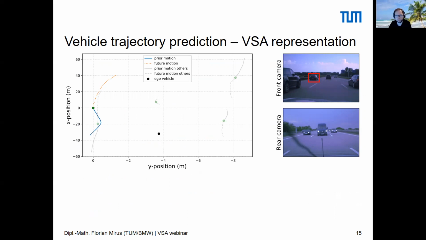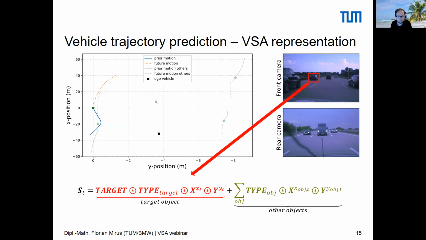So again, we have the camera images on the right-hand side, and a visualization of the positional data on the left-hand side. The target vehicle that we're trying to predict here is again highlighted by a red box, and in the positional data is indicated by the colored lines. Now we simply encode the positions of all the traffic participants as shown previously. So basically, we encode the positions using the convolutive power, convolve the position with the object type. This could be car, motorcycle, truck, and we do this for all the objects.